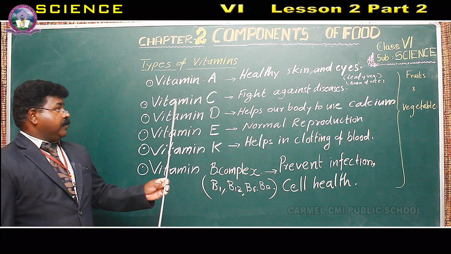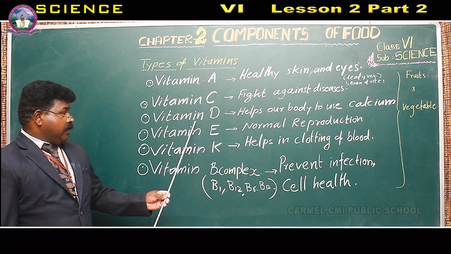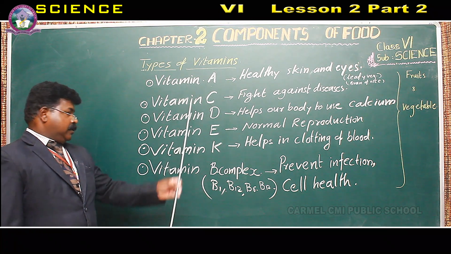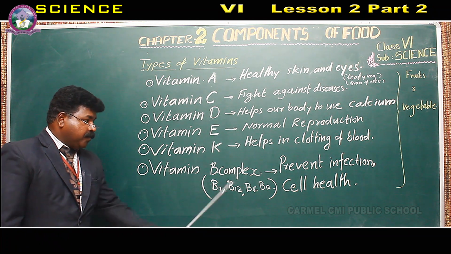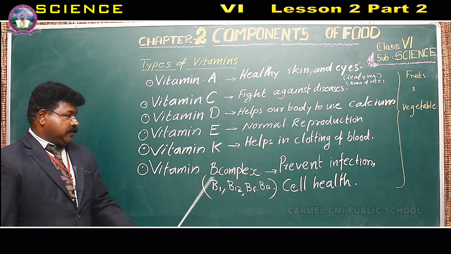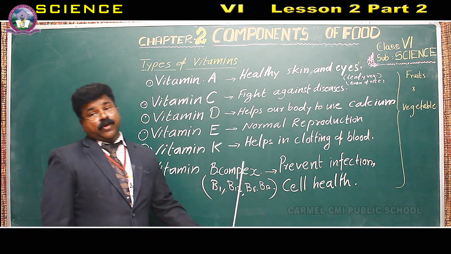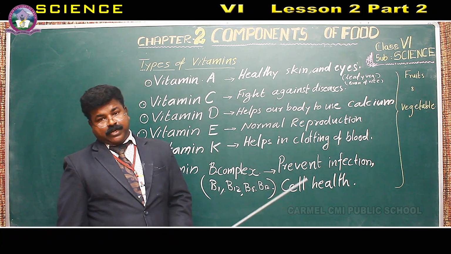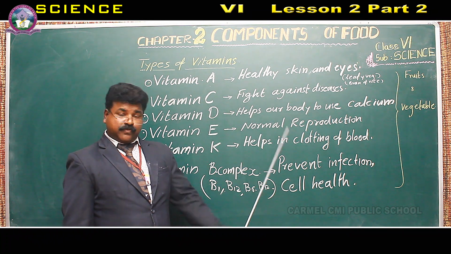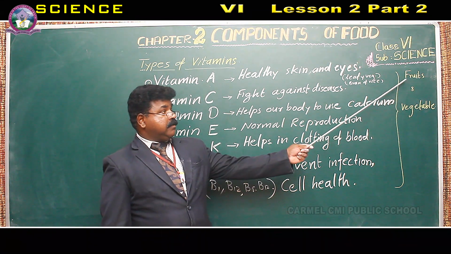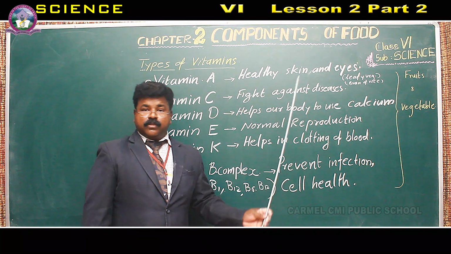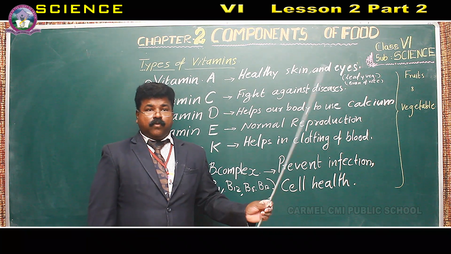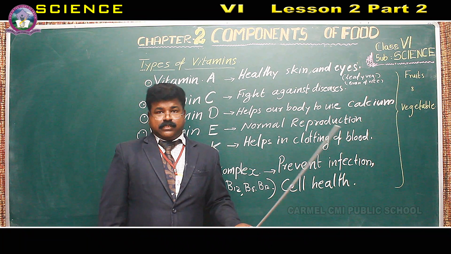Vitamin A, vitamin C, vitamin D, and vitamin E. Then vitamin K, then a group of B vitamins, that is called vitamin B complex. Okay children, what is the source of all these vitamins? The sources of all these vitamins are mainly fruits and vegetables. Almost all the fruits and vegetables will have one or other type of vitamins in it.